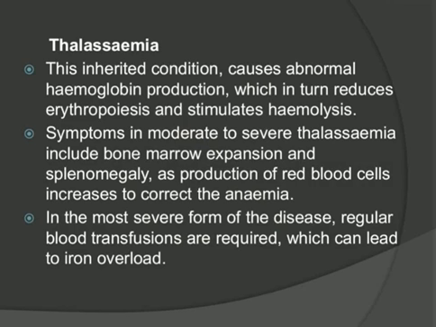Now, talking about thalassemia. This is an inherited condition which causes abnormal hemoglobin production, which in turn reduces erythropoiesis, that is the formation of RBCs, and it stimulates hemolysis. Now, the resultant anemia may be present in a range of forms, from mild and asymptomatic to a profound and life-threatening form of thalassemia.